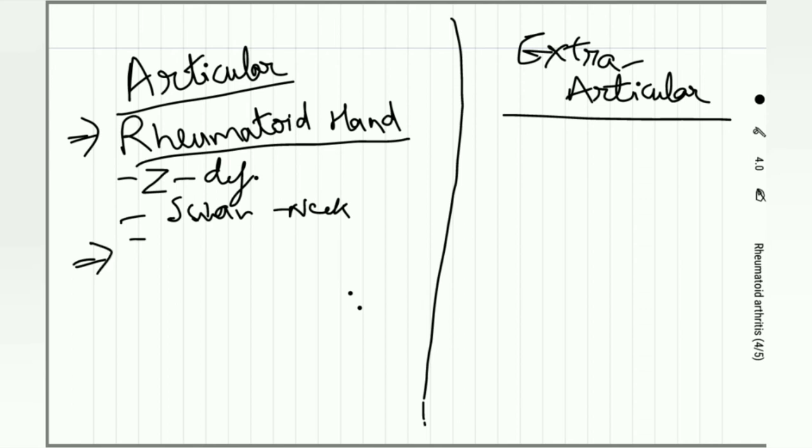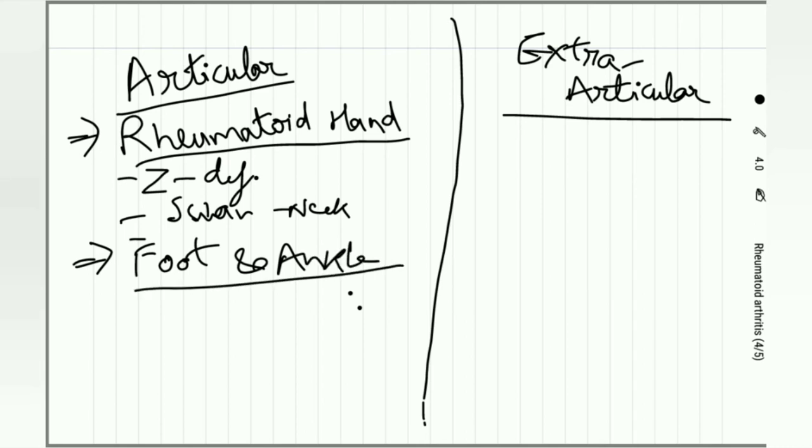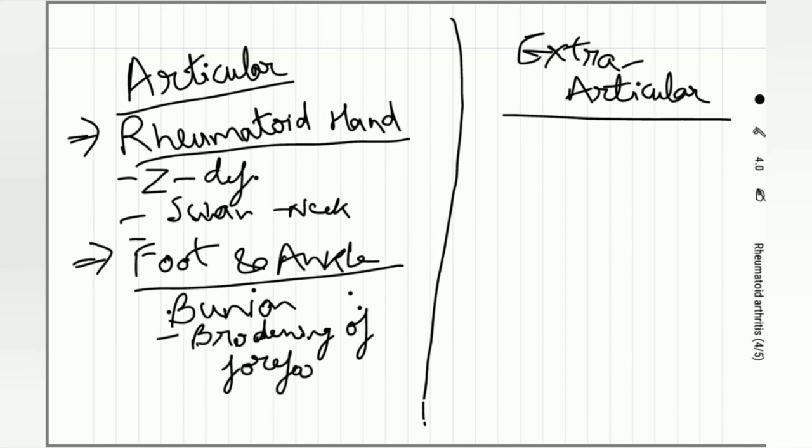We also have manifestations of the foot and the ankle part. In the foot and the ankle, we have a broadening of the forefoot, and we have a bunion formation, which is known as the hallux valgus deformity. With the broadening of the forefoot, there is subluxation of the toes at the metatarsophalangeal joints.